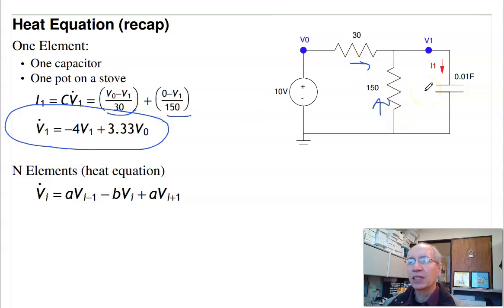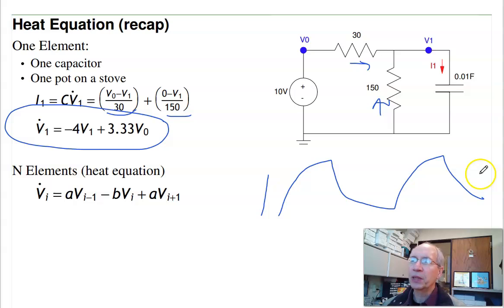An RC circuit is satisfied by a first order differential equation, the heat equation. This is for one element. What this means is if the input is a square wave, I'm going to charge up the capacitor, discharge it, charge, discharge. That's how the heat equation behaves. That's how capacitors behave.